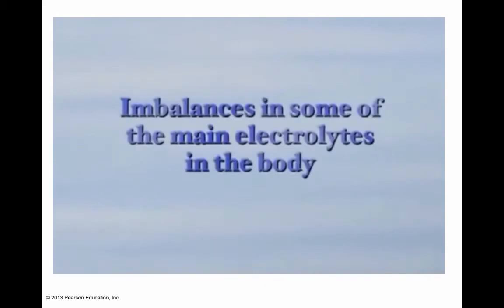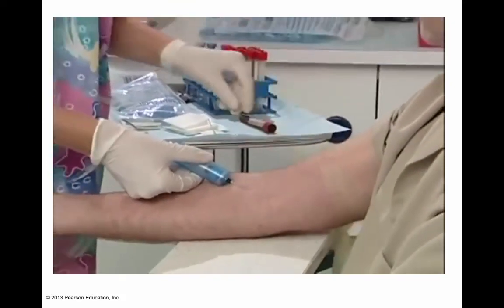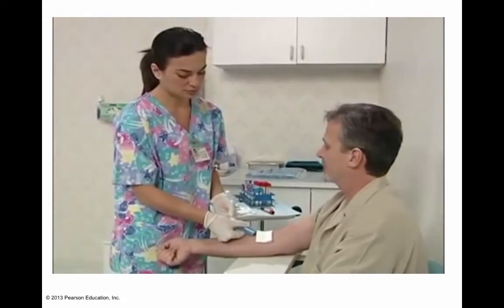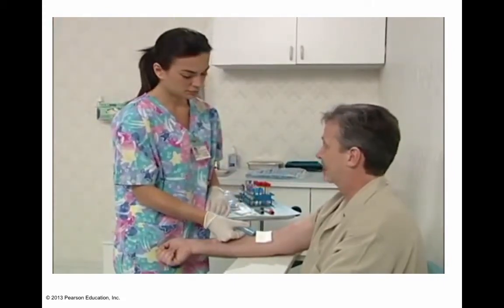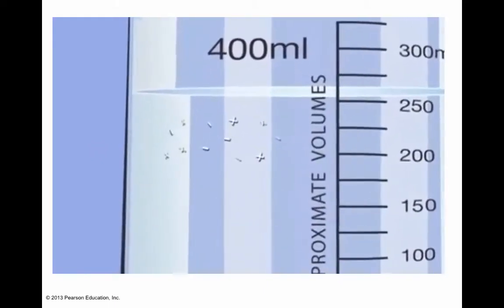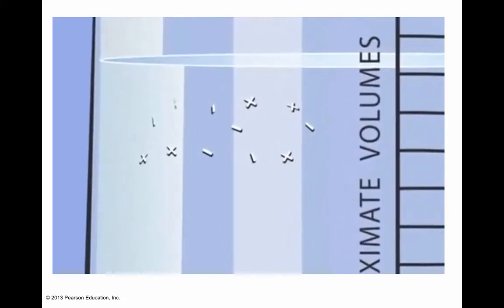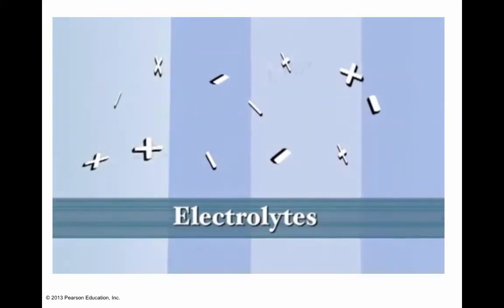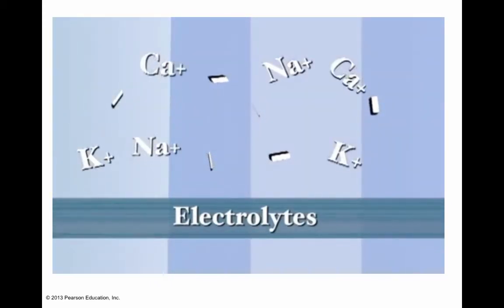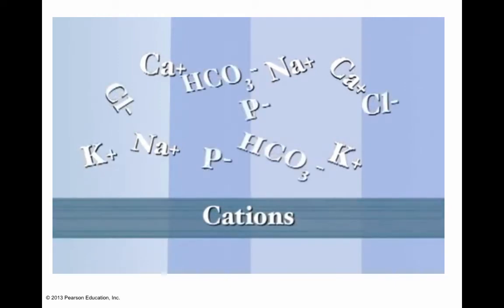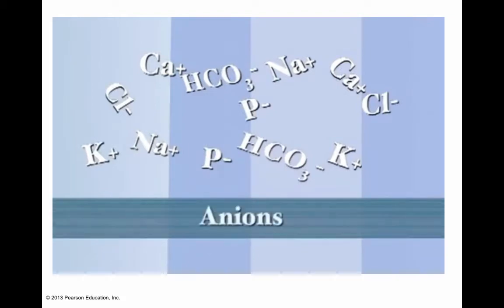This program will discuss imbalances in some of the main electrolytes in the body. The electrolyte balance in the body's fluids is absolutely crucial to many body processes, and any imbalances can cause serious disorders and can even be life-threatening. As described in an earlier program, the fluids in the body are filled with dissolved salts and minerals that take on plus or minus electrical charges and are called ions or electrolytes. The common electrolytes sodium, potassium, and calcium take on positive charges in a fluid and are called cations. And chloride, bicarbonate, and phosphate take on negative charges and are called anions.